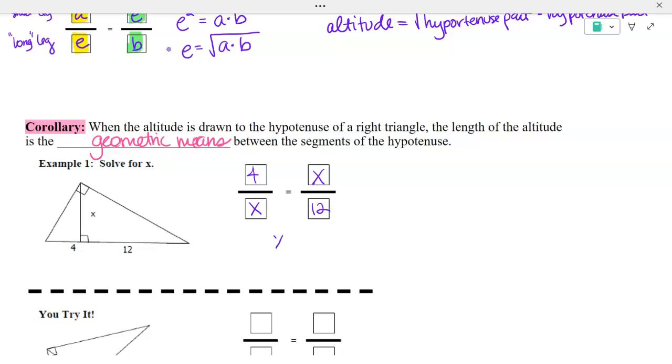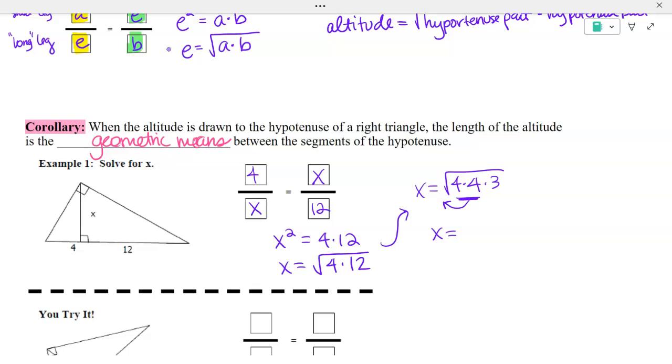We can cross multiply and get x squared equals 4 times 12. And so x is going to be the square root of 4 times 12. And you could multiply this out, but ultimately what you want to do is simplify this. I usually break down 12 into 4 times 3. And the square root of 4 times 4 is just going to give you 4, and then we have 4 times the square root of 3.